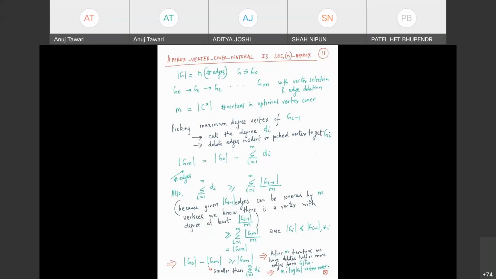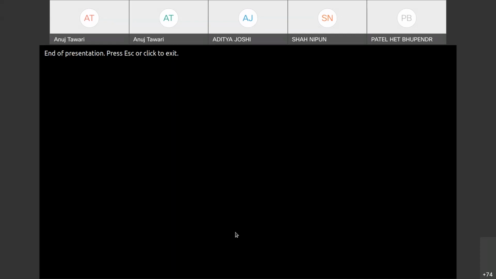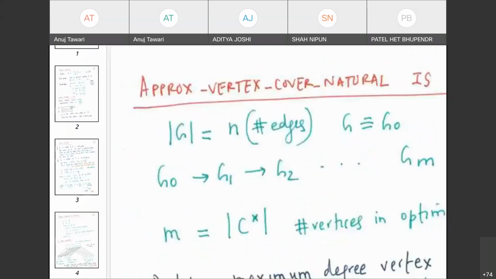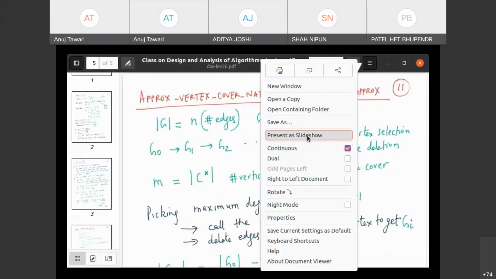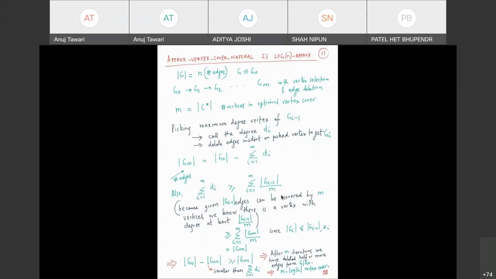And this summation is just G_m, right? Because the terms are independent of i, and i is varying from 1 to m. So it will be G_m by m multiplied by m. So it becomes G_m.